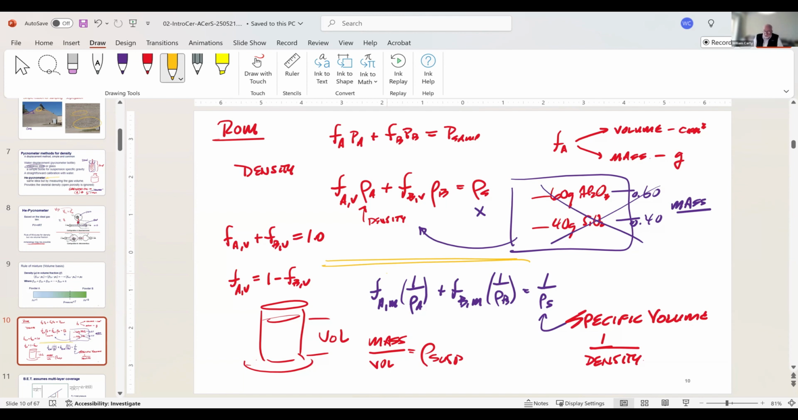There's a lot of applications for this, but one more piece of information is that surface area follows a rule of mixtures on a mass basis. So here we have specific surface area, and this would be density. So they follow density on a volume basis, specific surface area on a mass basis, because specific surface area is meters squared per gram, whereas density is grams per cubic centimeter. Hopefully that's helpful.